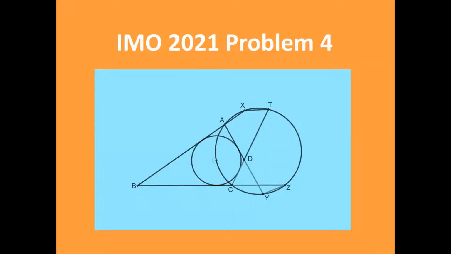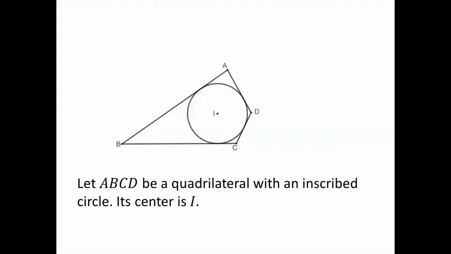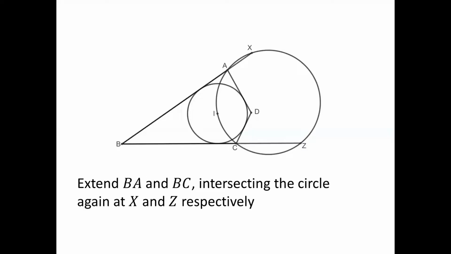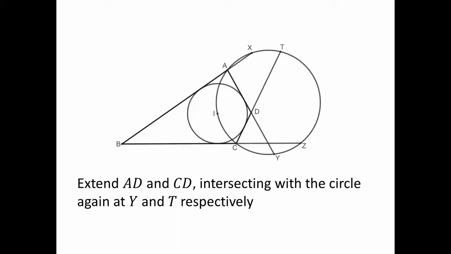Let's solve an IMO problem, 2021 problem number 4. Let ABCD be a quadrilateral with an inscribed circle with center I. Draw a circle passing A, I, and C. Extend BA and BC intersecting the circle again at X and Z respectively. Extend AD and CD intersecting with the circle again at Y and T respectively.